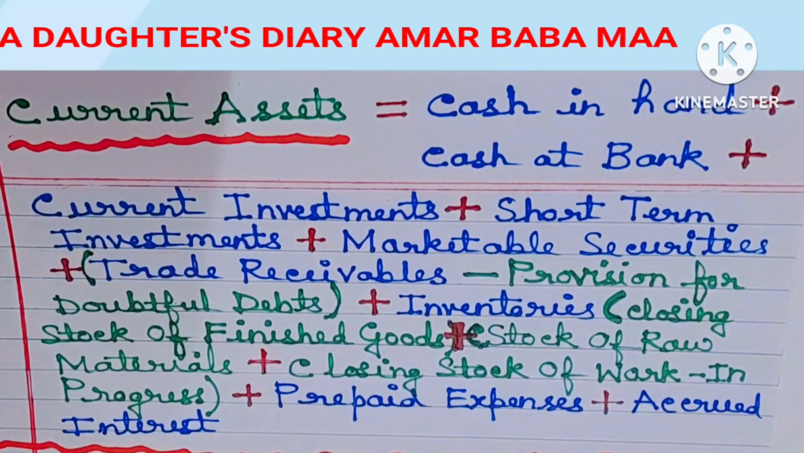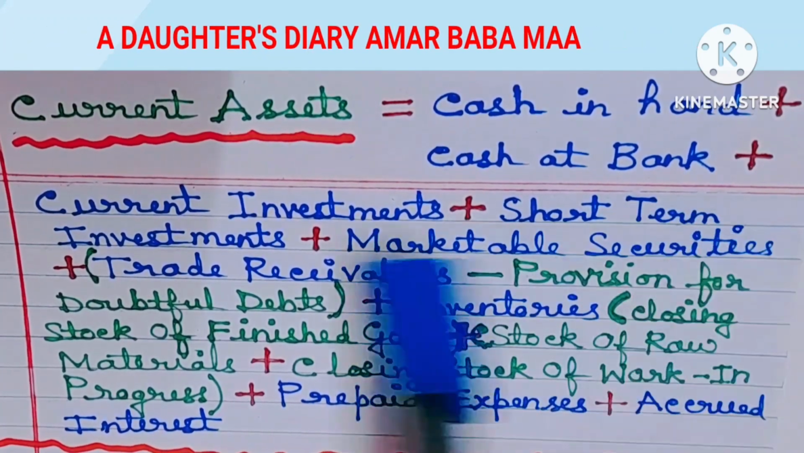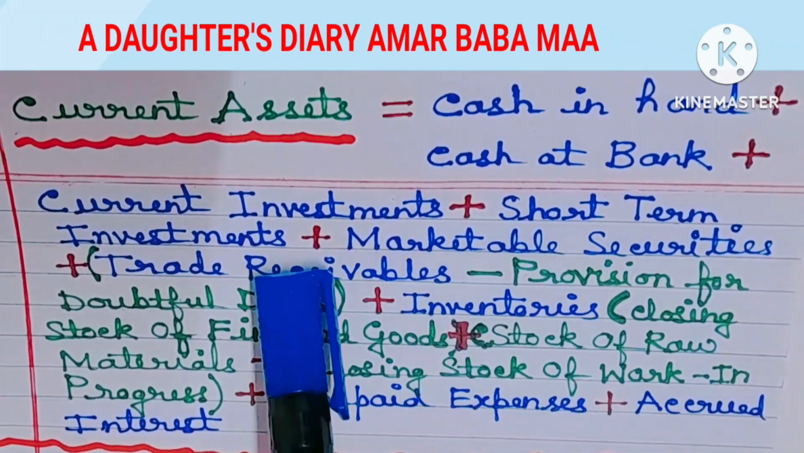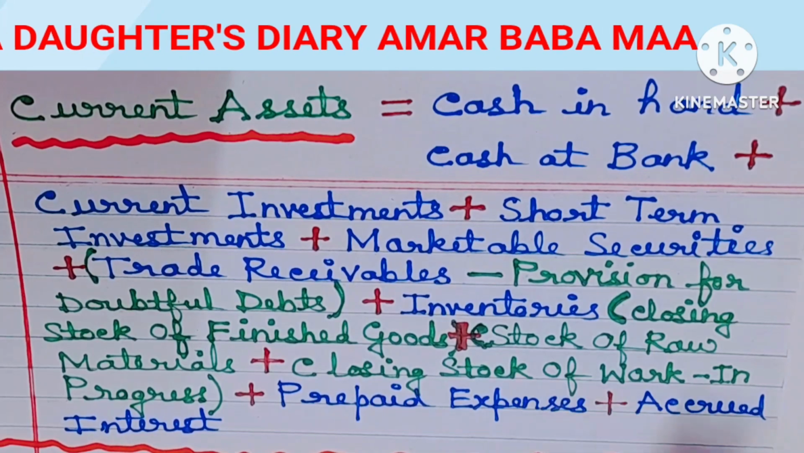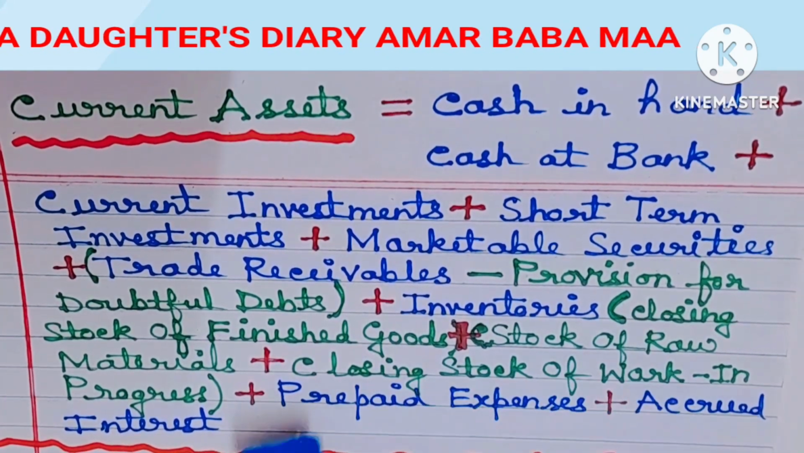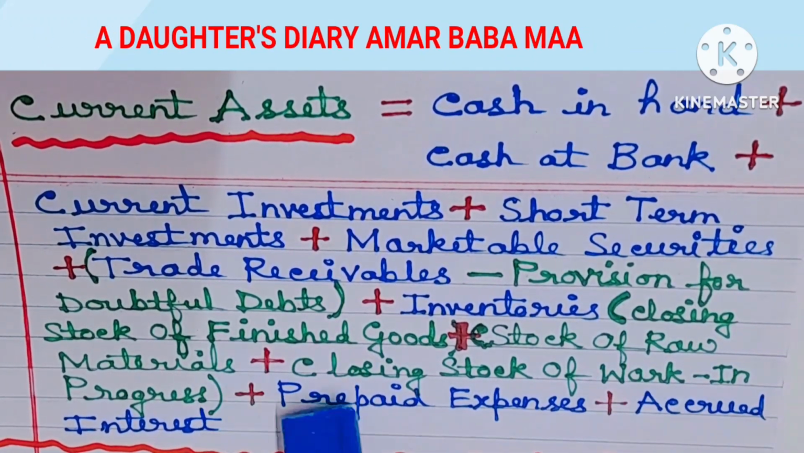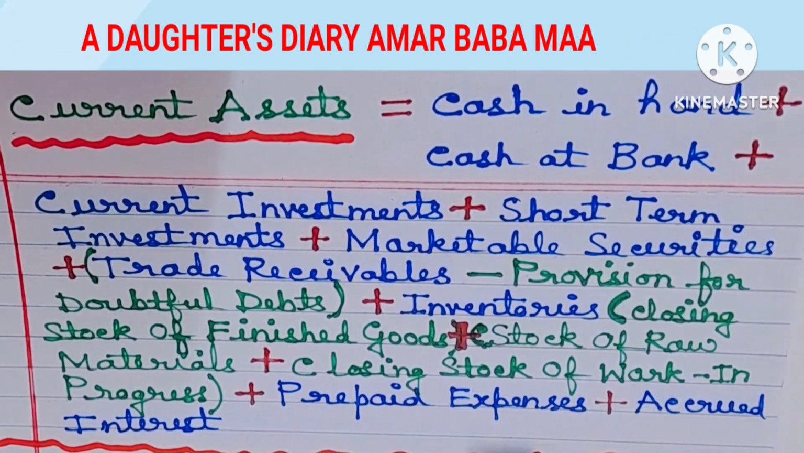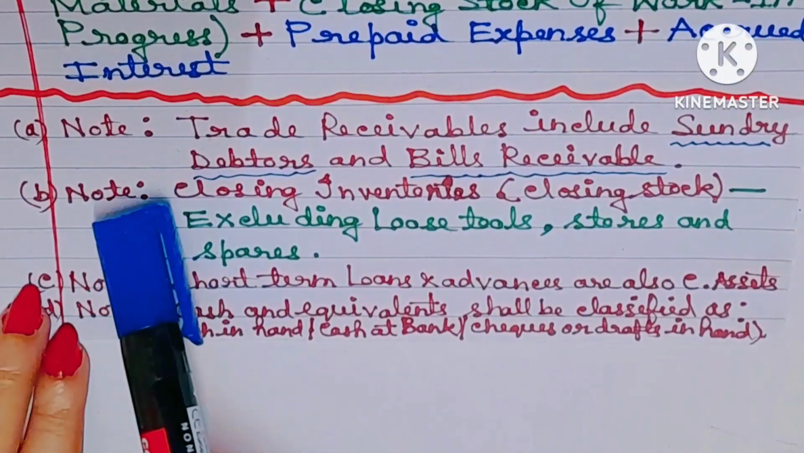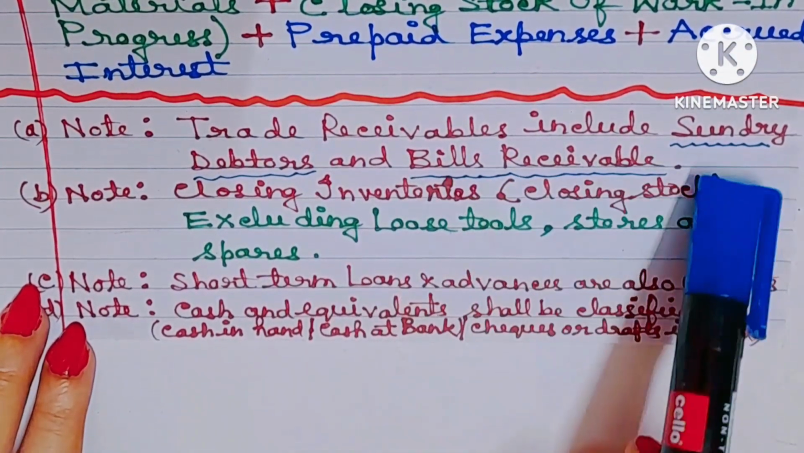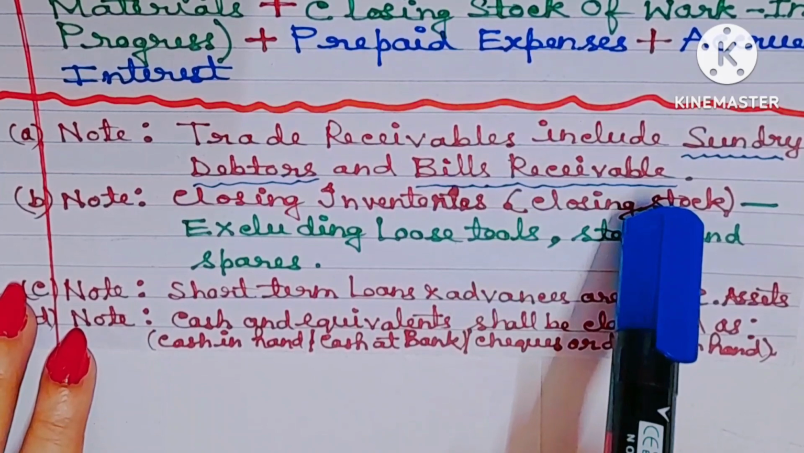Okay? Current assets is equal to cash in hand plus cash at bank plus current investments plus short-term investments plus marketable securities plus trade receivables minus provision for doubtful debts plus inventories, that is closing stock of finished goods plus closing stock of raw materials plus closing stock of work in progress plus prepaid expenses plus accrued interest. Please note. Note A. Trade receivables include sundry debtors and bills receivable, that is, trade receivables is equal to sundry debtors plus bills receivable.